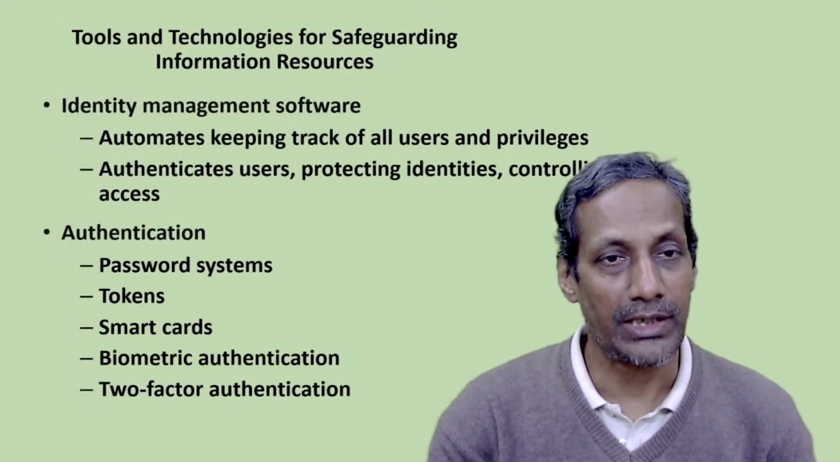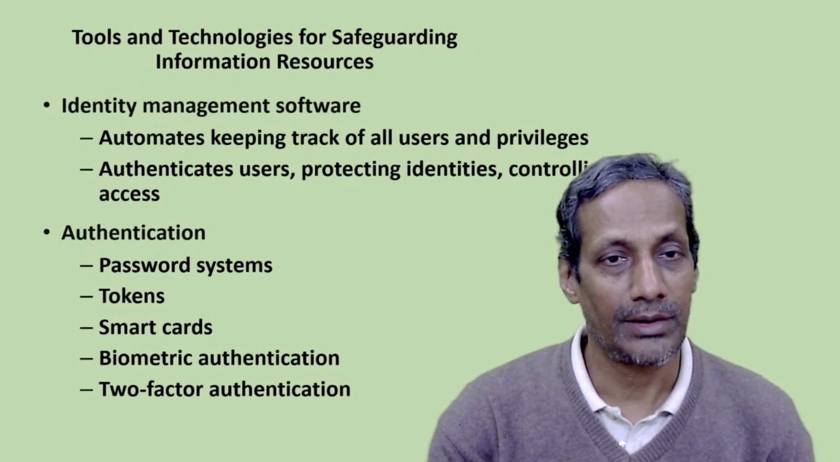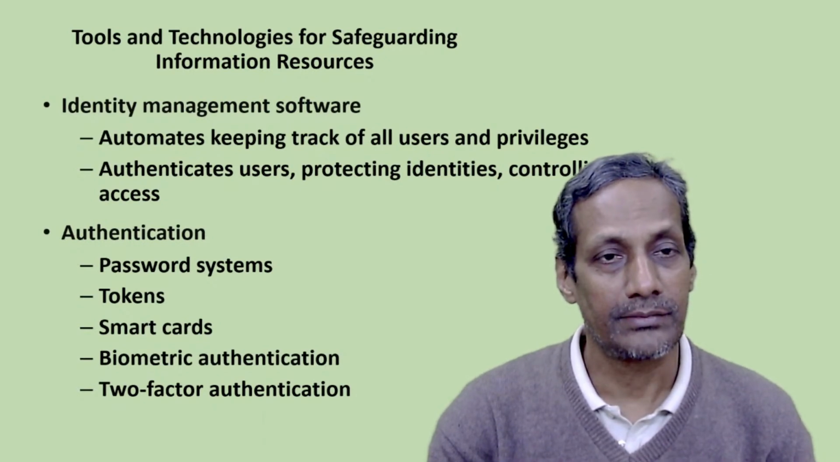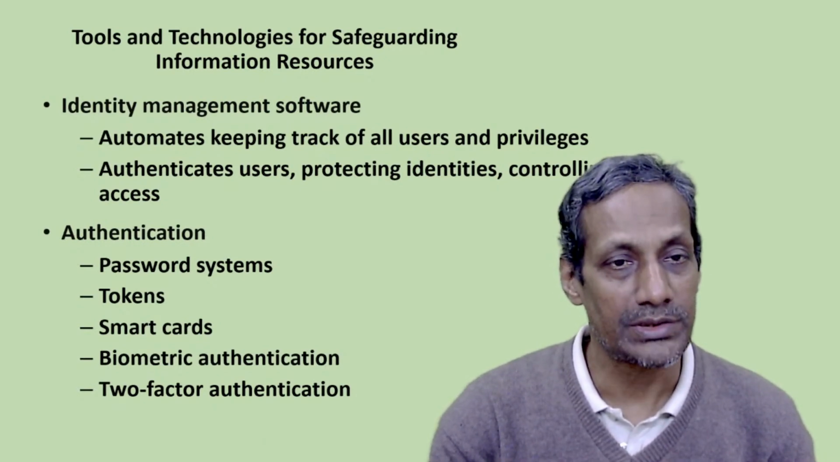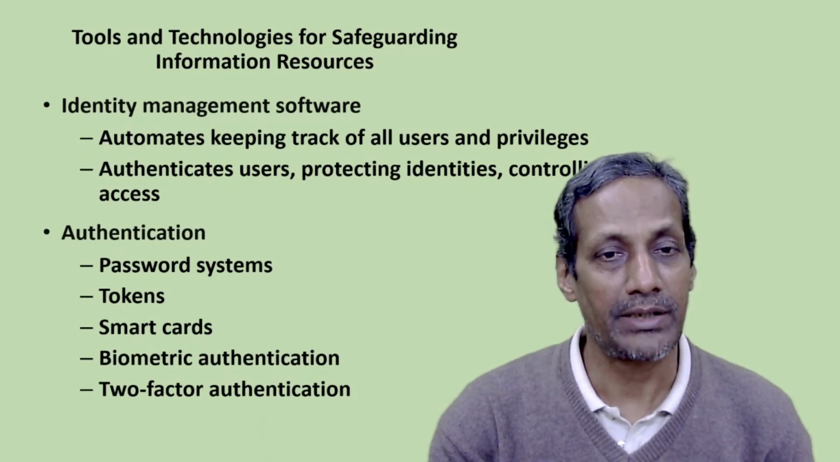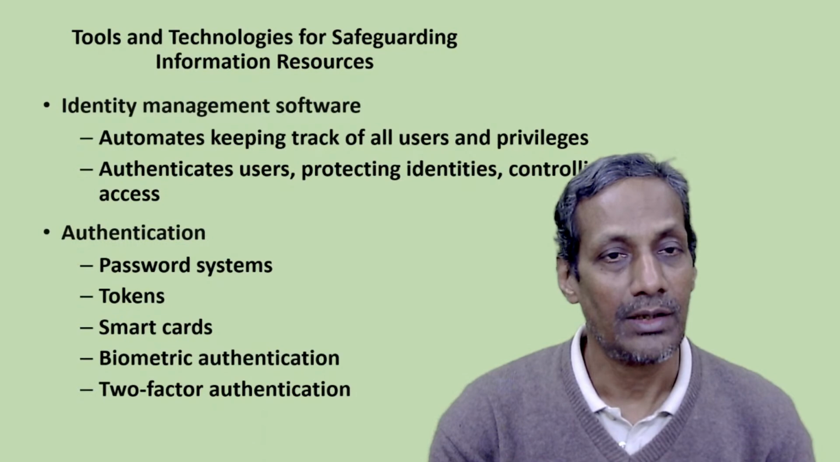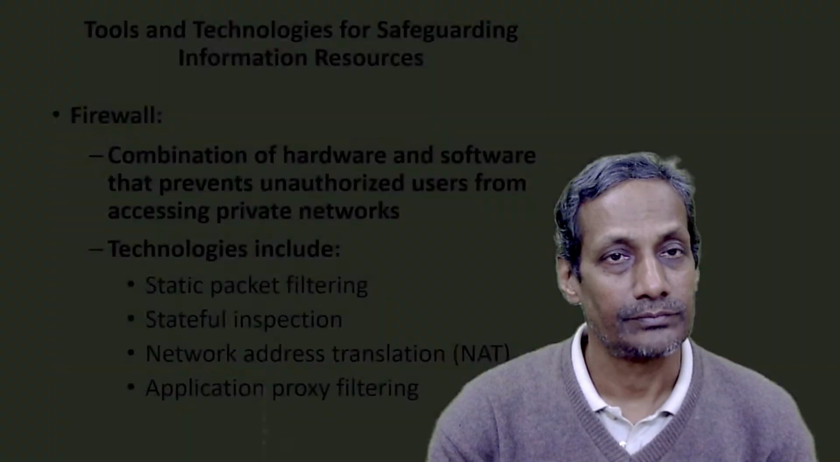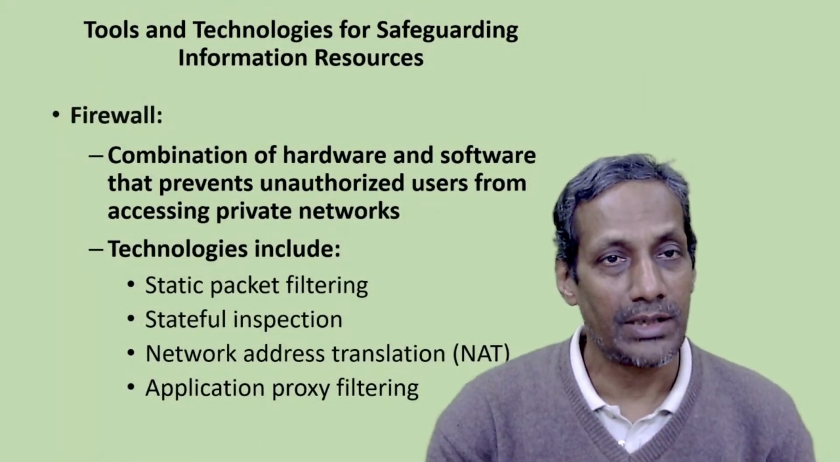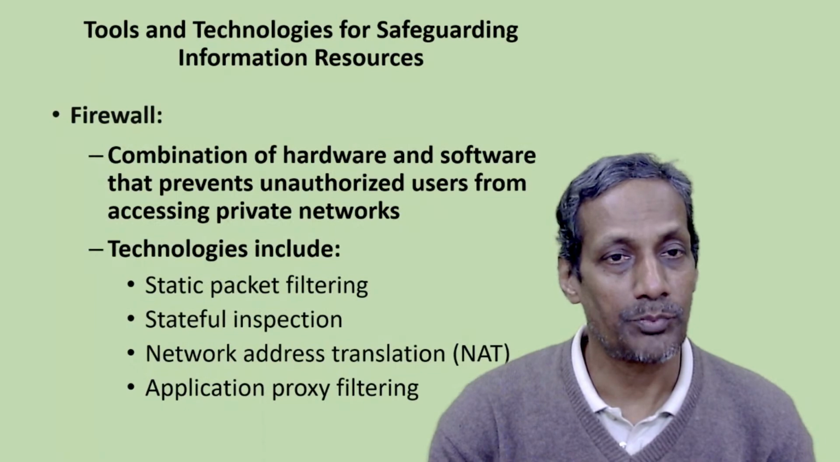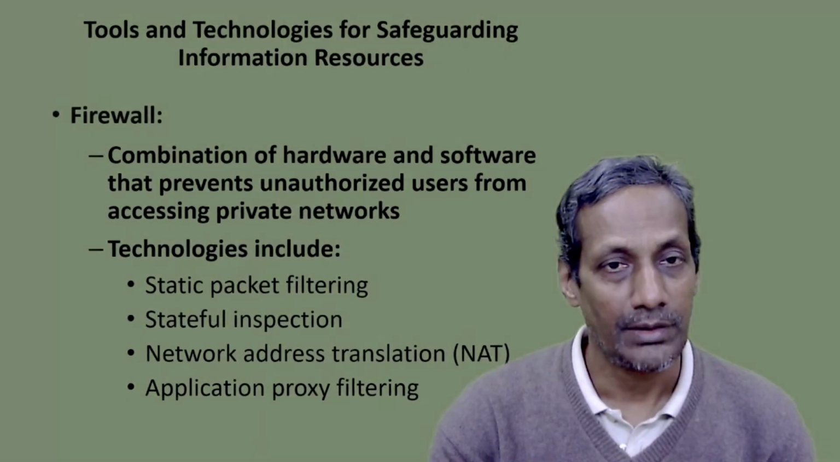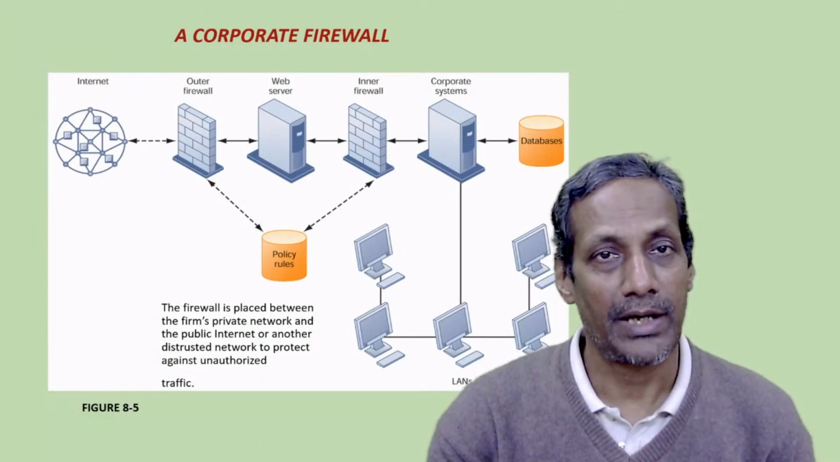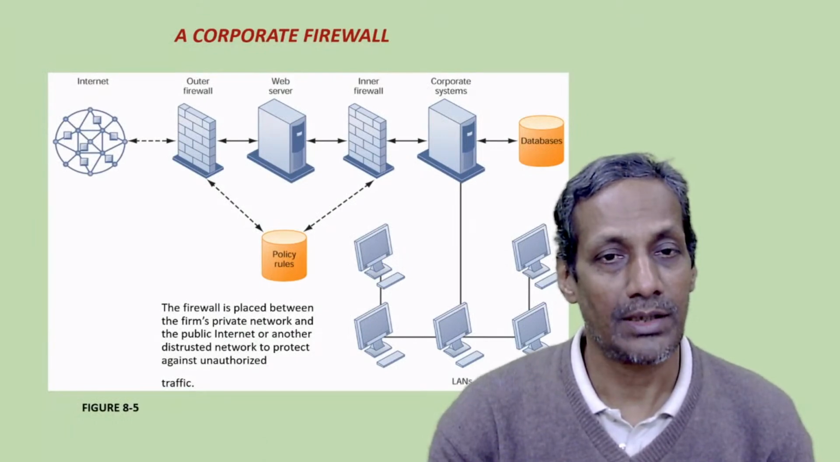Authentication is one important activity that the managers who handle the information systems are involved in. Authentication is done through password systems, tokens, smart cards, biometric authentication, and two-factor authentication for information systems to be kept secure and under control. A firewall is built into the network in order to protect the network from harm. This shows a corporate firewall that is put in place to keep the network secure.